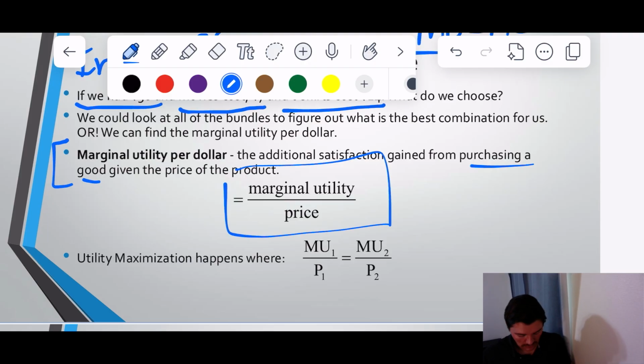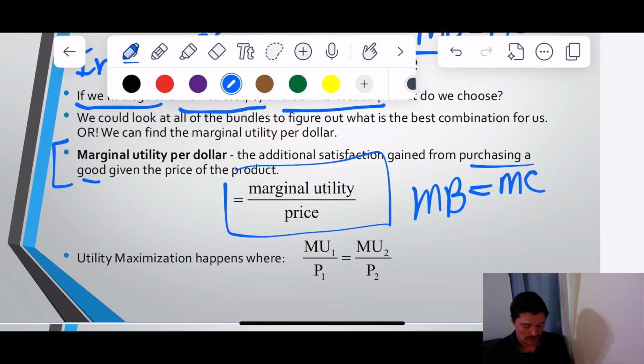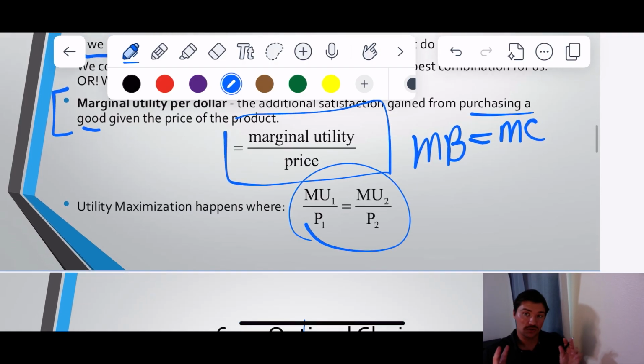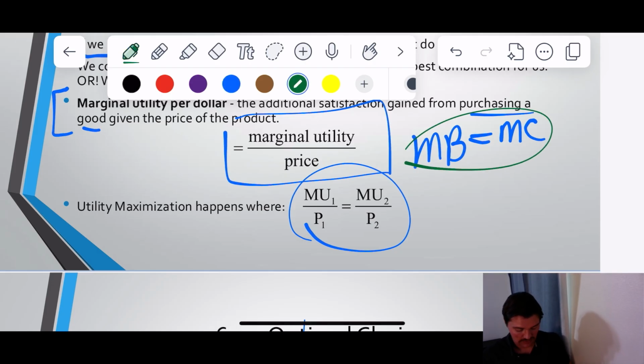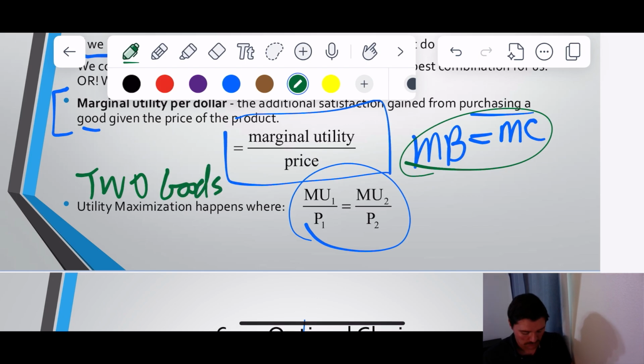And what we're trying to do is get the optimal choice: marginal benefit, marginal cost. But because of two goods, we need the bang per buck, the marginal utility per dollar, to be the same for both goods. Okay? So with one good, you're looking at marginal benefit, marginal cost. With two or more goods, you need to measure the marginal utility per dollar and then make sure those are equal. That is where you maximize utility.